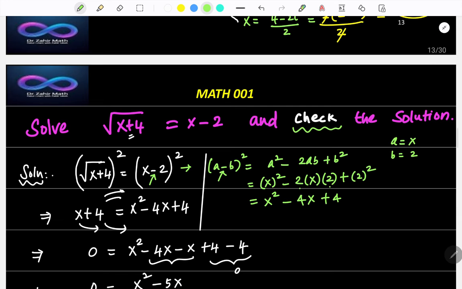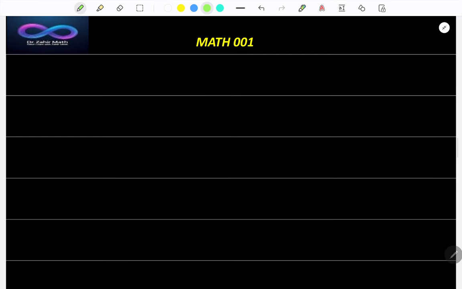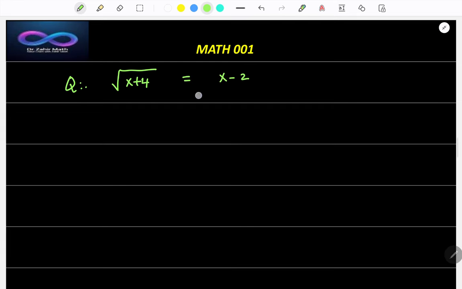What is that? Check the solution. So you are going to check the solution. How are we going to check the solution? You take this and put it in the question. So what is your question? Your question is square root of x plus 4 is equal to x minus 2. Two solutions you got. So you first put x is equal to 0.